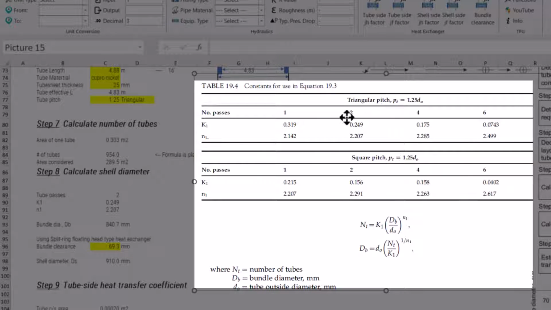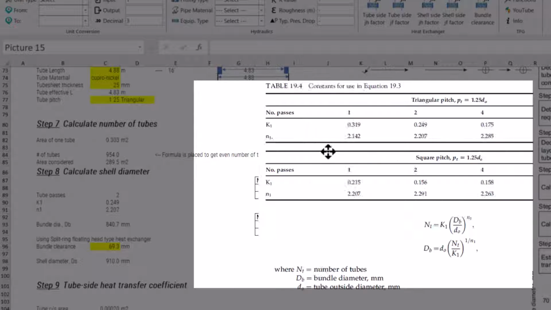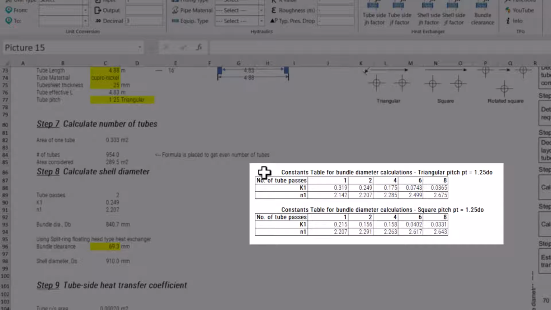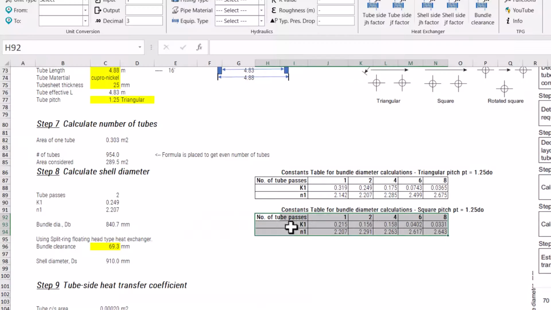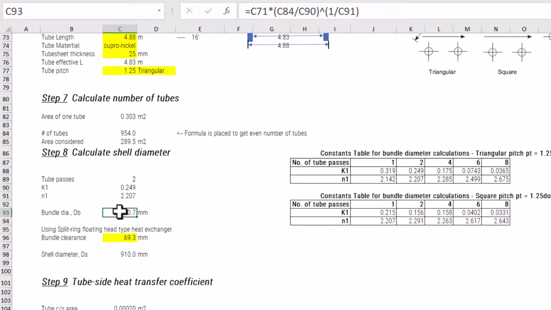For triangular pitch, we have this table and this empirical formula. For square pitch, we have this table, which we need to use in this empirical formula. The same information I have captured in my Excel sheet. So this is for the triangular pitch: for different tube passes, what would be the value of K1 and N1. Very similarly, for the square pitch also we have this table. And here I have put that empirical formula which takes the right value from this table.